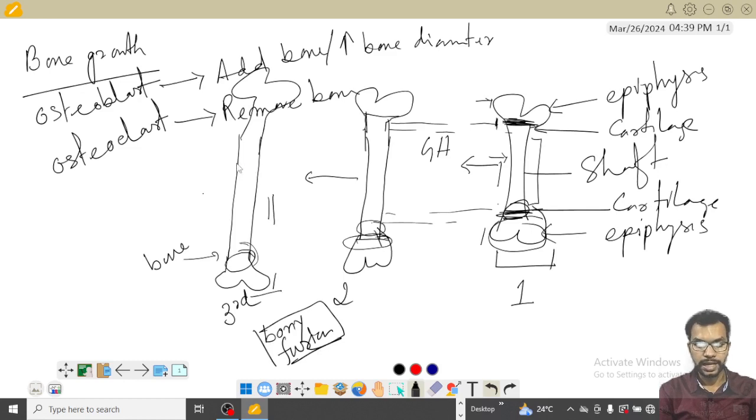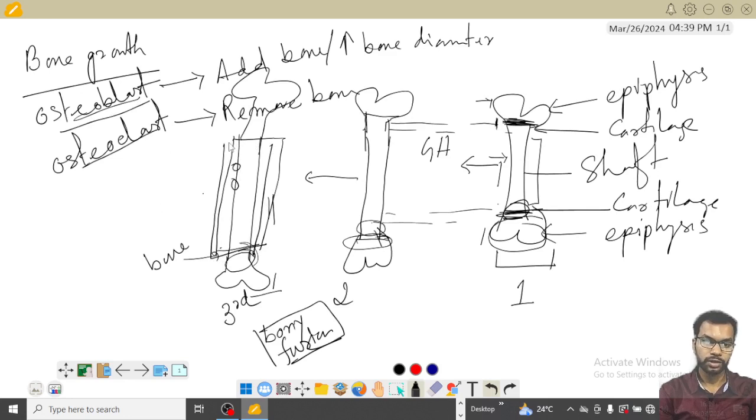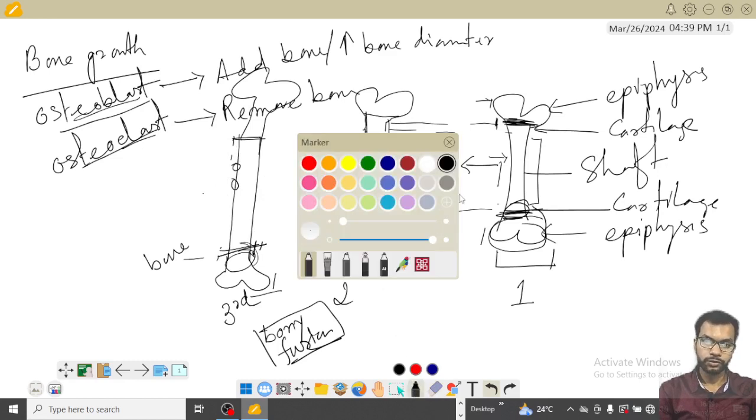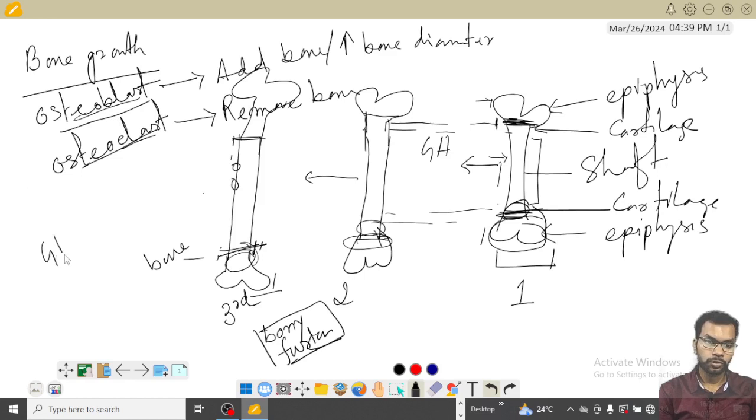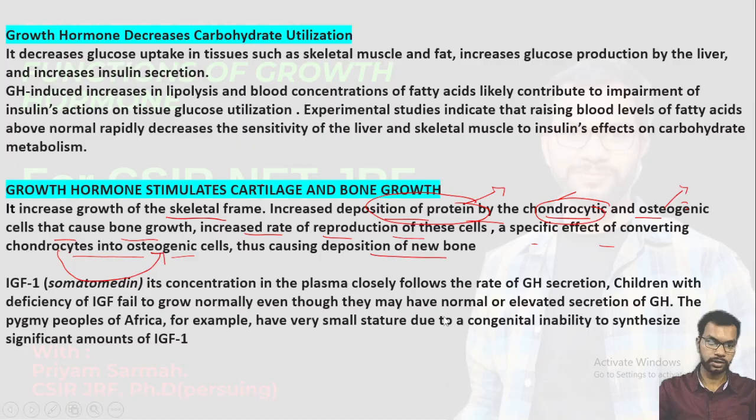In this shaft region, there are two types of cell, osteoblast and osteoclast. Osteoblasts increase the diameter of the bone by depositing bone material in this way, and osteoclasts remove the bone material. So growth hormone stimulates the osteoblasts, and when it does, the diameter of the bone increases. In this way, growth hormone increases the bone.